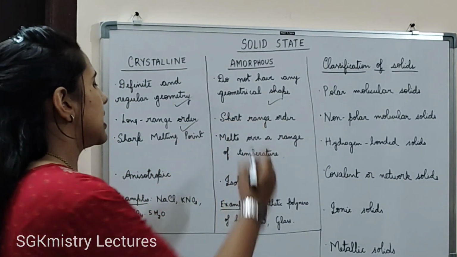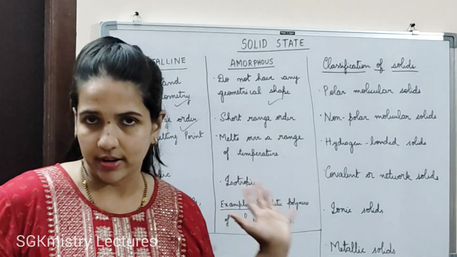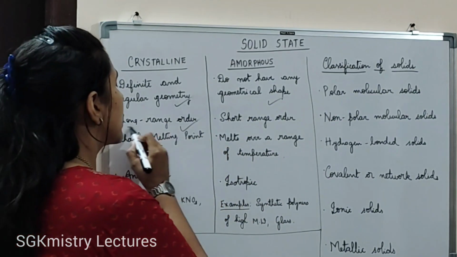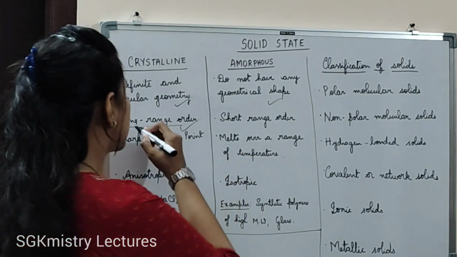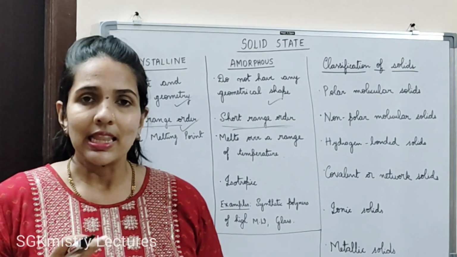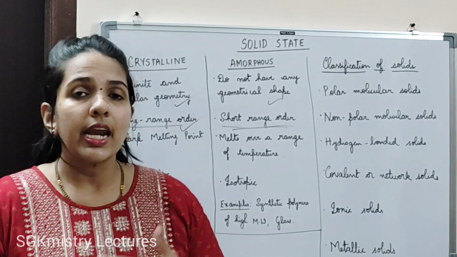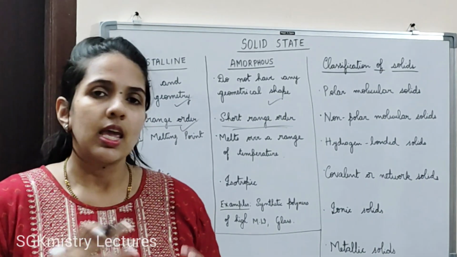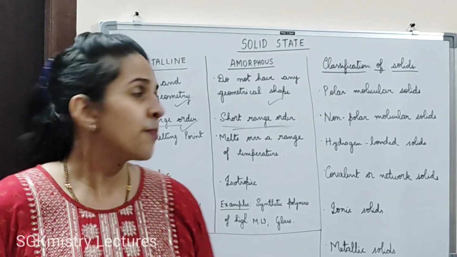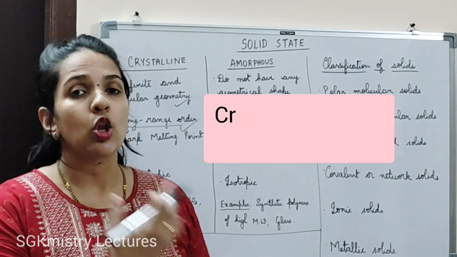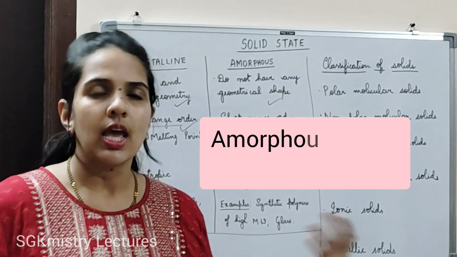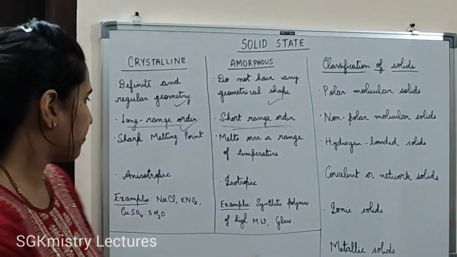One more difference is in terms of the order of arrangement of the particles. In crystalline solids, they have a long range order, whereas amorphous solids have a short range order. As I've already told, since in crystalline solids there is a definite arrangement in three-dimensional space, they have a long range order, whereas in amorphous solids, since there is no definite arrangement, they have a short range order.